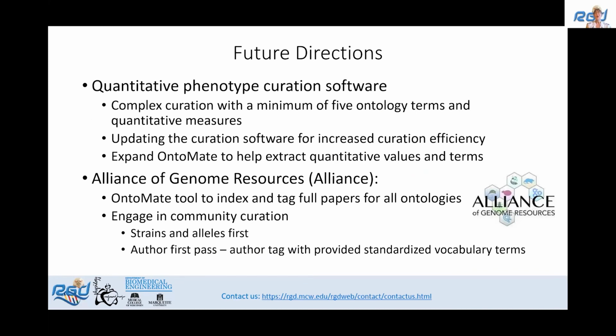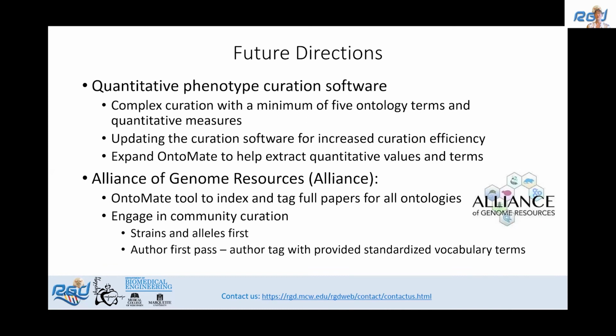So I didn't talk a whole lot about the quantitative phenotype curation, but this is a really complex curation process where we're bringing in quantitative measures and also associating them with a minimum of at least 5 different ontology terms. And the curation software could be improved to increase the efficiency of this. One thing that we need to do is better link the quantitative phenotype curation with the qualitative phenotype curation. And we'd also really like to expand Ontomate to help extract quantitative values and terms.